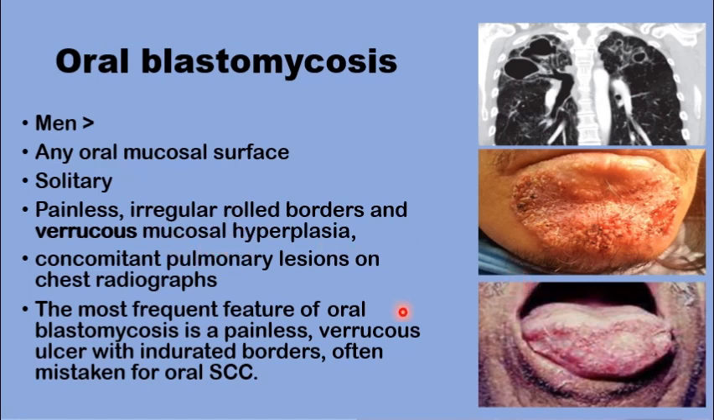This is the most frequent feature. A verrucous ulcer with indurated border that's often mistaken for oral squamous cell carcinoma. It usually occurs concomitant with pulmonary lesions, as seen here in this chest X-ray.